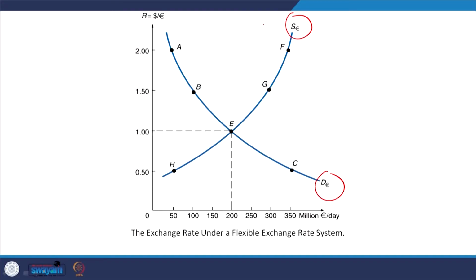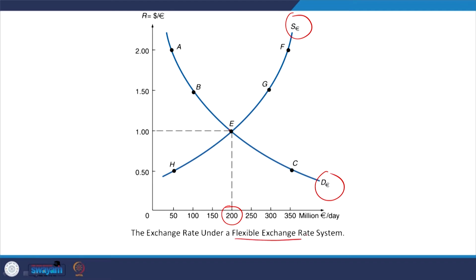So, demand for euro and supply of euro and how it is connected to the exchange rate of euro as against dollar. Now, demand and supply of euro get settled at point E, which defines 1. So, dollar and euro are defined to be equivalent at point E, with 200 million euro demanded and supplied per day.